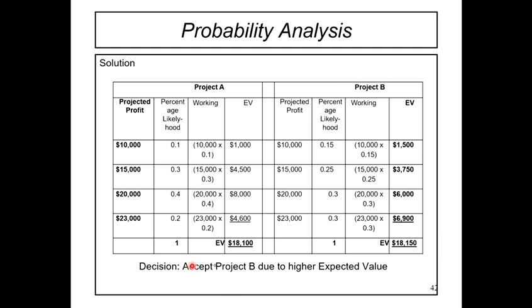So decision: accept project B due to higher expected value. Ini kalau dia bagi untuk dua project, untuk pilihan untuk memilih mana satu sepatutnya dia accept. Okay, so kita boleh kira expected value saja, and then kita pilih the highest expected value.